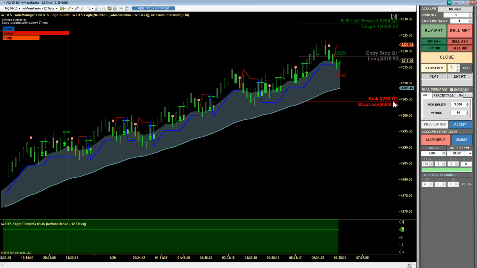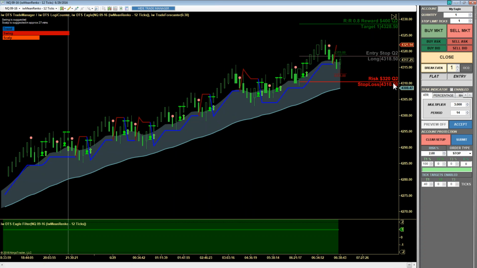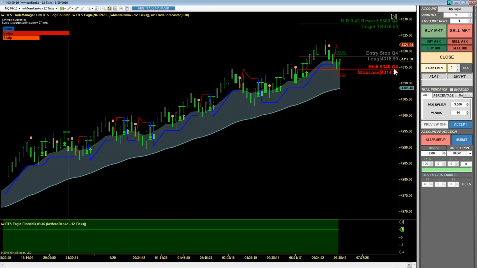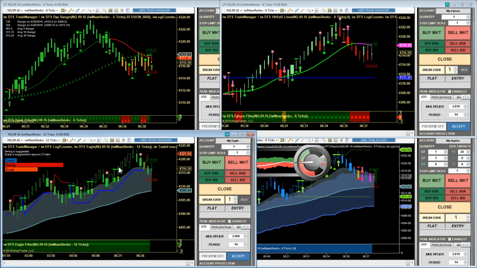So what is changing? Well, the number of contracts I'm trading. Did you notice here we've got one contract in play? Here we've got 2 contracts in play, and here we have 4 contracts in play. But the risk itself never changes, so you never end up risking more than you can afford to lose.